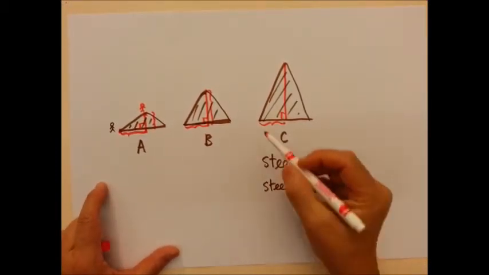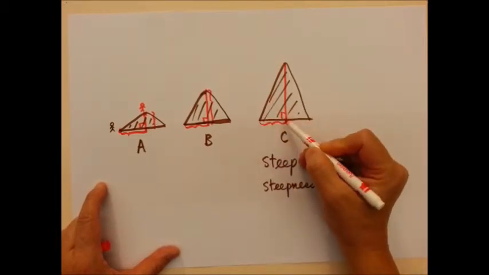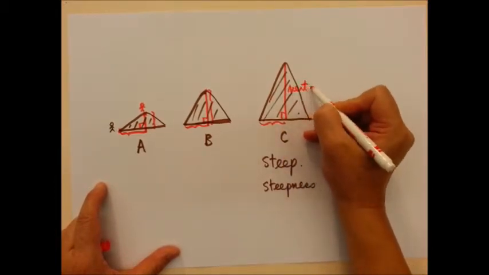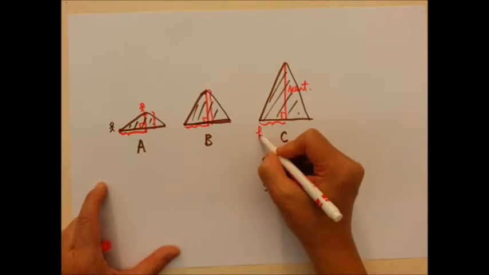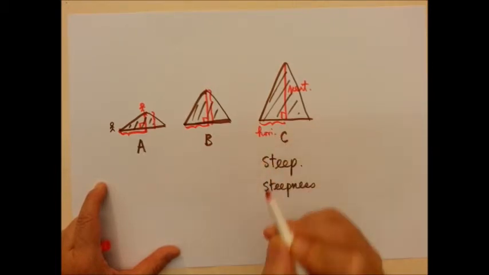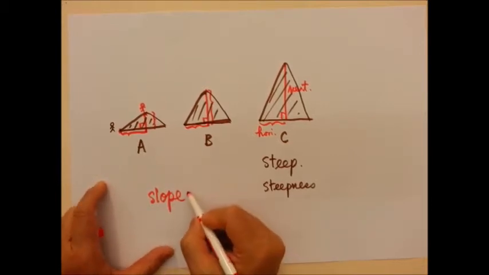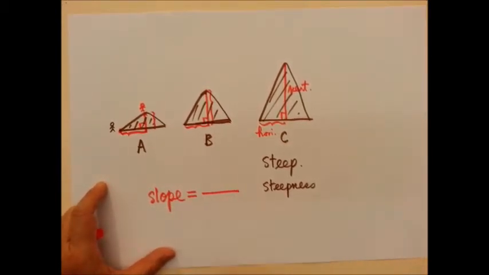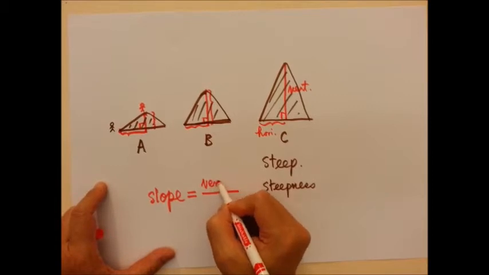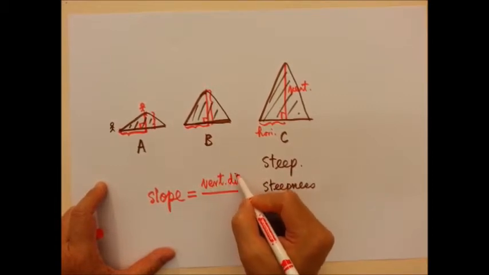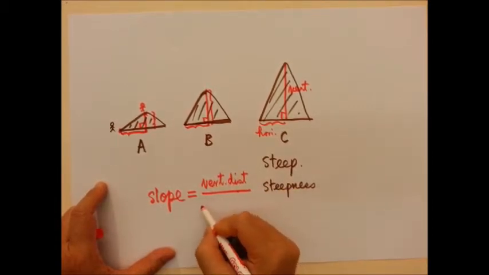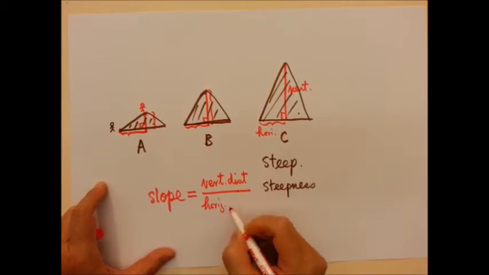Okay? And then we have a measure. The measure is draw a triangle. We have the vertical distance over horizontal distance. We have a slope expressed as a fraction, vertical distance over horizontal distance.